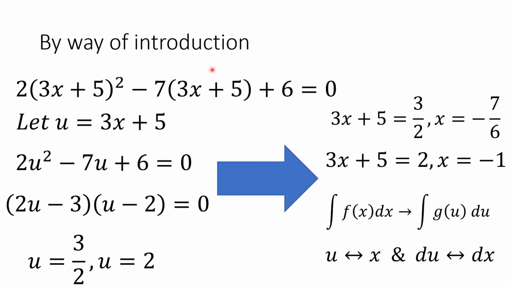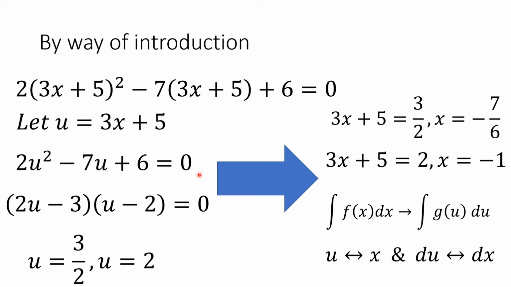By way of introduction, once upon a time in your algebra class you were faced with solving 2 times the quantity 3x plus 5 whole squared minus 7 times the quantity 3x plus 5 plus 6 equal to 0. This is complicated to solve, and the way you probably talked about solving it was, let u equal 3x plus 5. And then I'll rewrite this. Everywhere I find a 3x plus 5, I will put a u. So this is 2u squared minus 7u plus 6 is equal to 0.